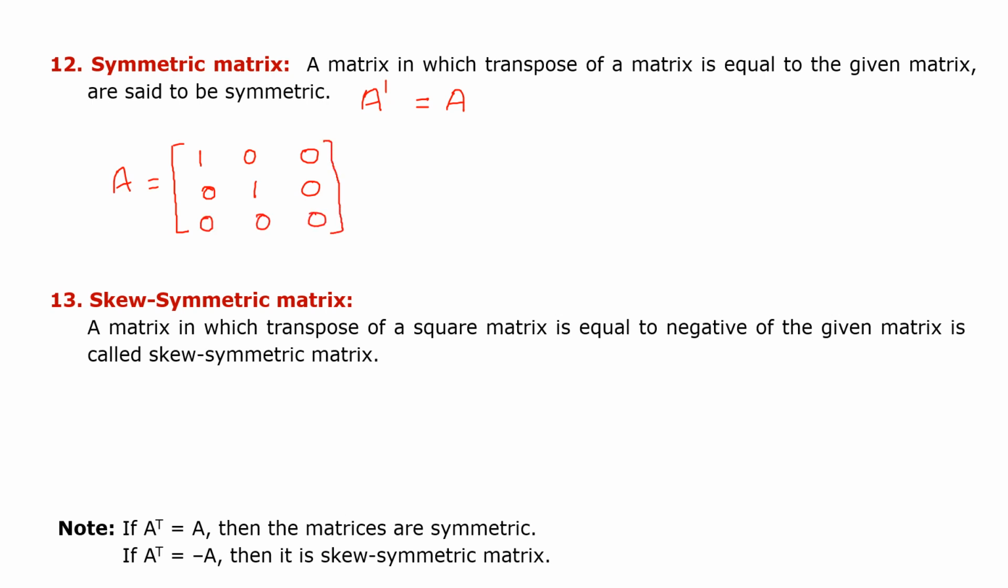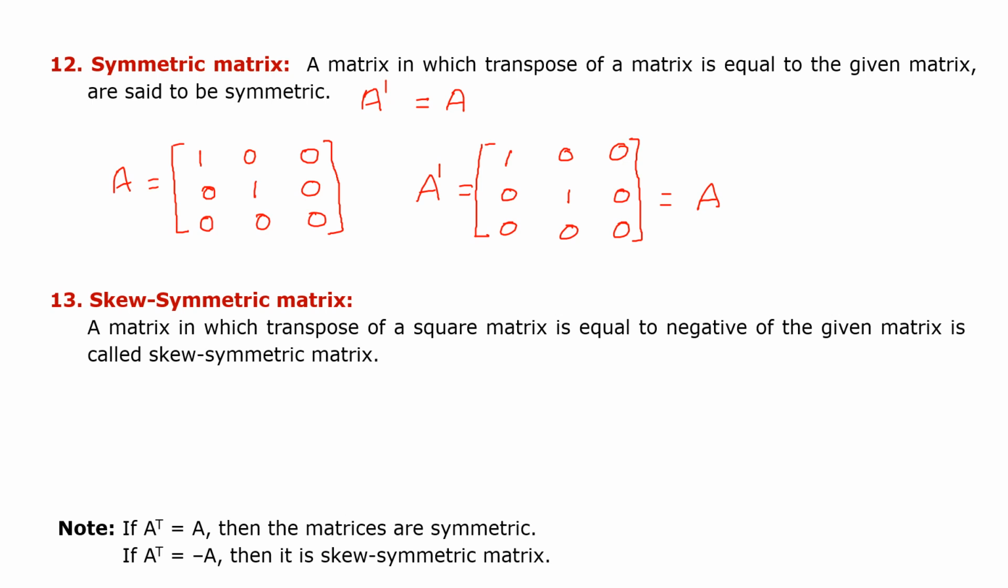Now let's take the transpose of this matrix. The transpose of this matrix, that is A dash, what we have to do here? The first row becomes the first column here. So 1, 0, 0. The second row becomes the second column, that is 0, 1, 0. The third row becomes the third column, that is 0, 0, 0. So now when you compare, is this not the same as the given matrix, that is A? See, 1, 0, 0, 0, 1, 0, 0, 0, 0. It is A only. So in this case, the transpose of a matrix and the given matrix are the same. Such type of matrix is called symmetric matrix.